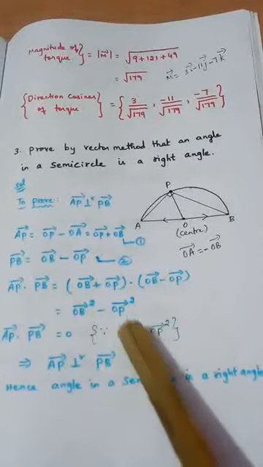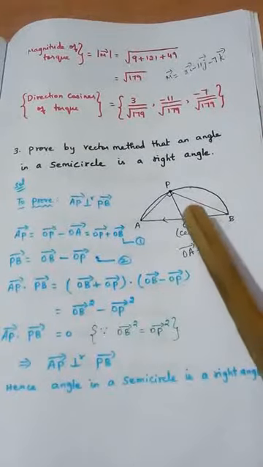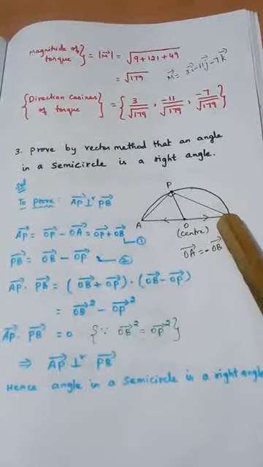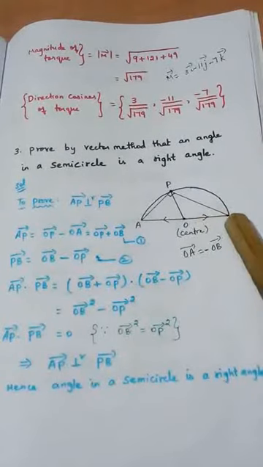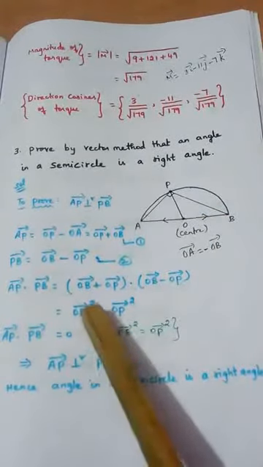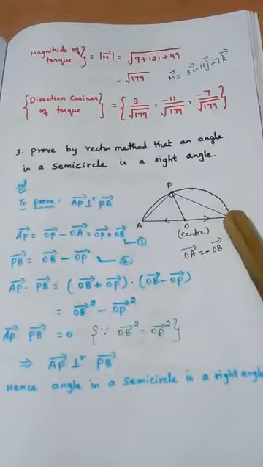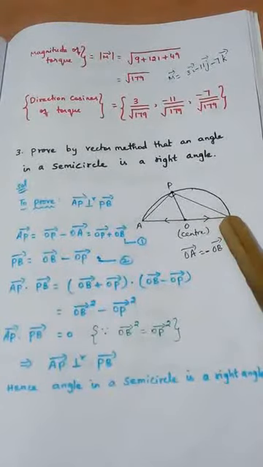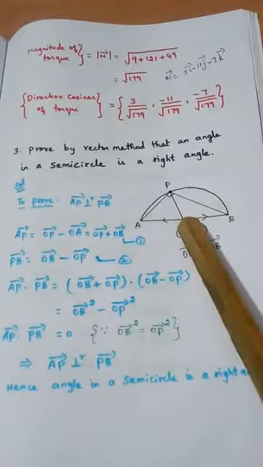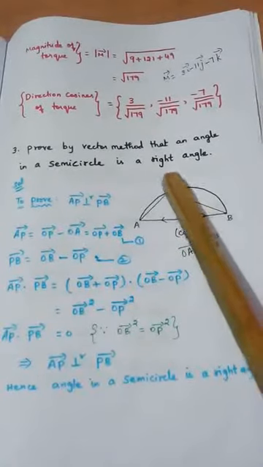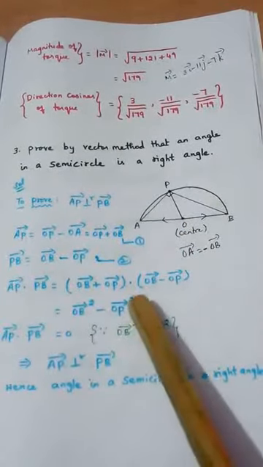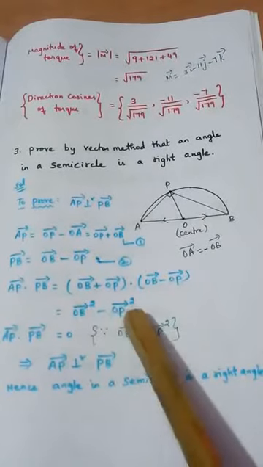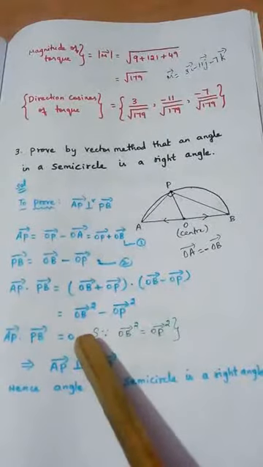But OB vector square and OP vector square are equal, because if I calculate OB vector square, I will get radius square. What is the OB vector? Radius. OB vector square means radius square. What is OP vector square? OP is also a radius. So OP square is also radius square. So radius square minus radius square, the answer is 0.